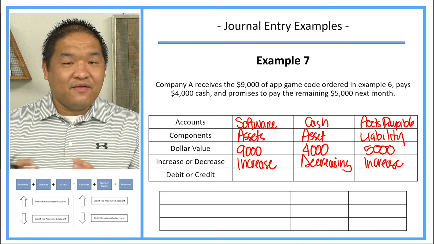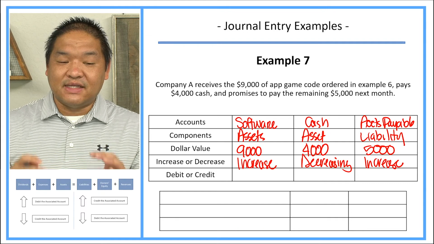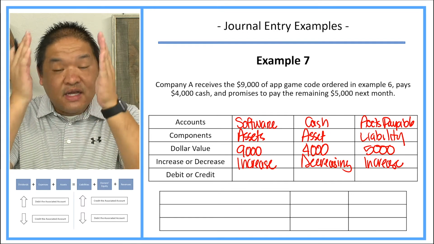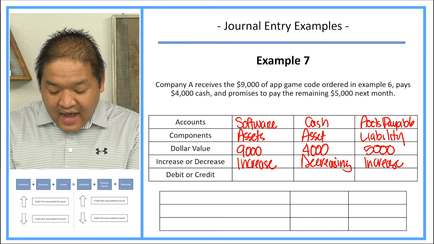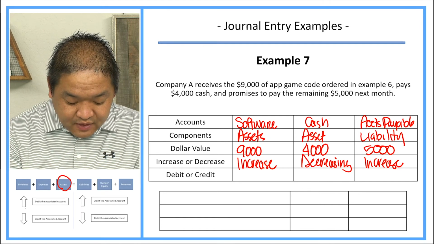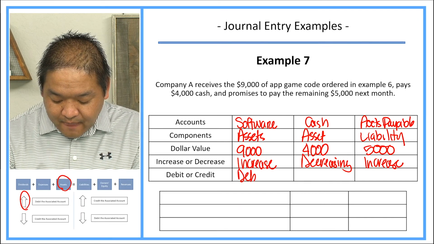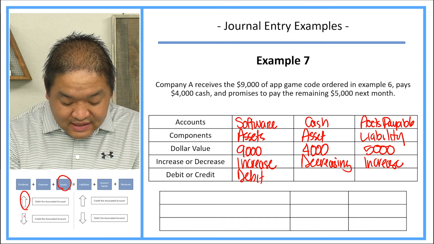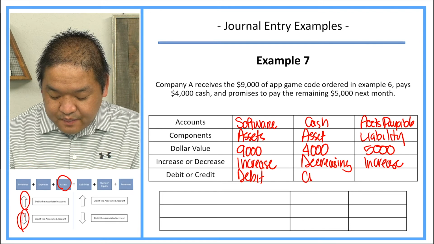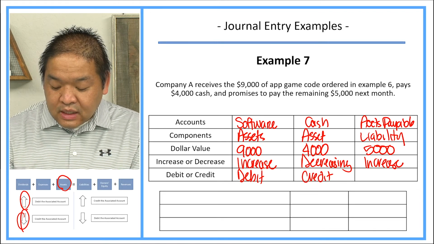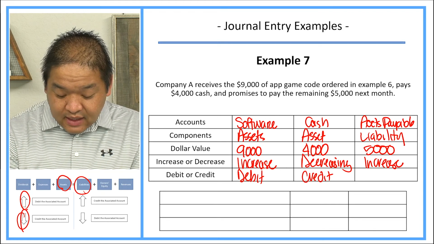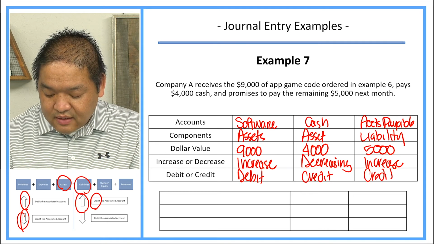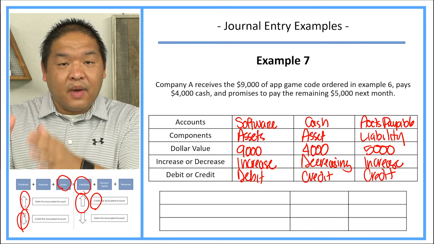All right, so now that we have all of that, it's time to do the debits and credits. Now, don't get ahead of yourself. Just do one by one by one. Software, asset increases, debit. Cash is an asset, asset decreases, credit. Liability increases, credit. Okay, so step by step, one by one.